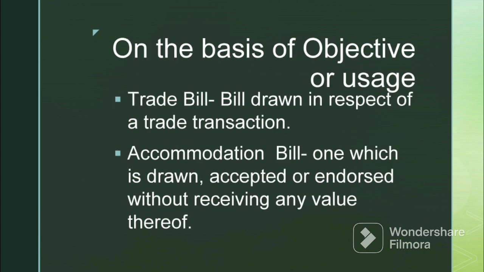On the basis of objective or usage, bill of exchange can be of two types: trade bill and accommodation bill. A trade bill is a bill drawn in respect of a trade transaction. That means a bill which is drawn by the seller on the buyer in respect of the payment of the price of goods sold. Accommodation bill is the one which is drawn, accepted or endorsed without receiving any value thereof. Normally, these bills are drawn to raise loans.